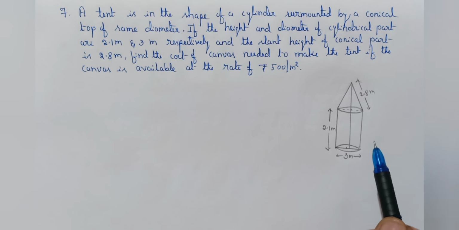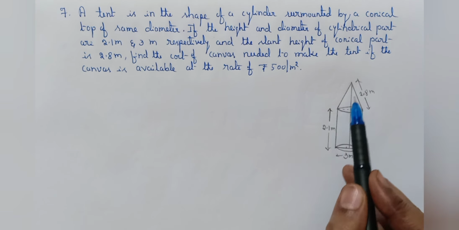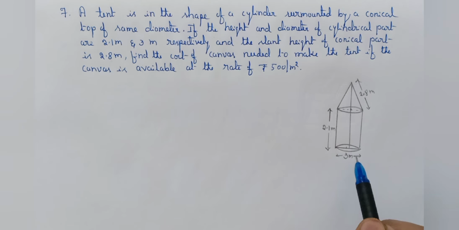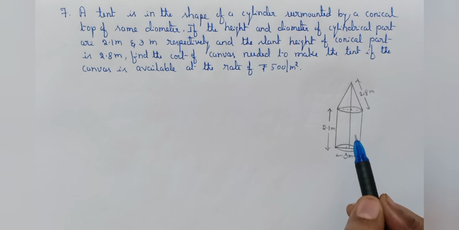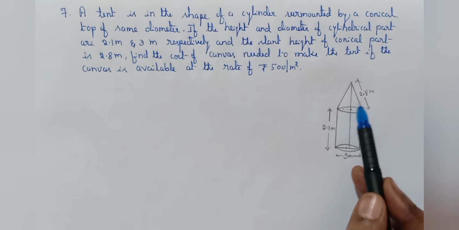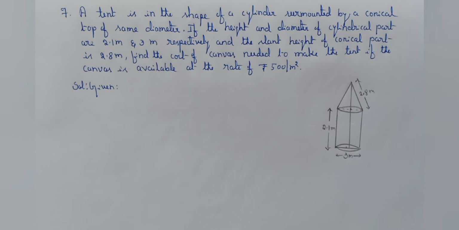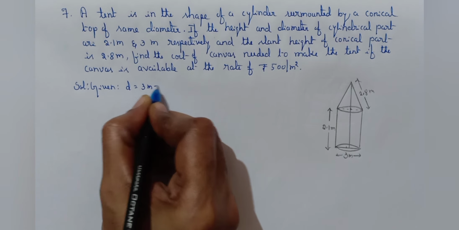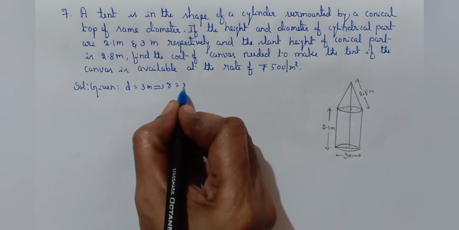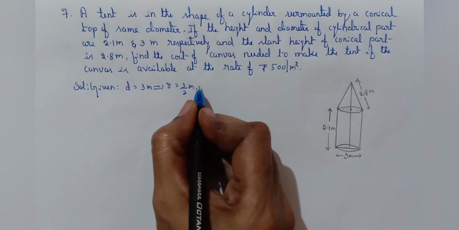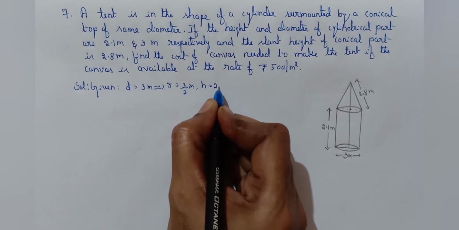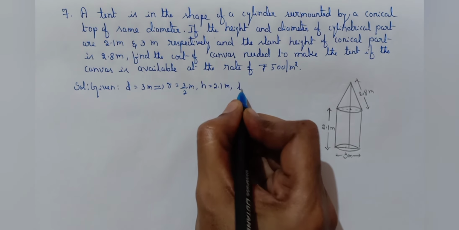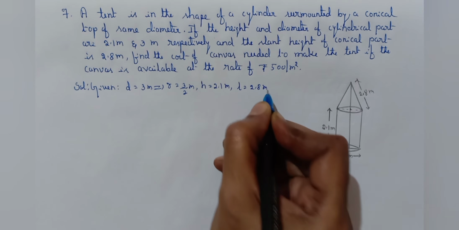Here, the tent is in the shape of a cylinder surmounted by a cone. Here, the diameter of the cylinder and the cone are same. To find the area of the canvas required, we have to add the curved surface area of the cylinder and curved surface area of the cone. The diameter is 3 meter. So, the radius is 3 by 2 meter, and the height is 2.1 meter, and the slant height is 2.8 meter.